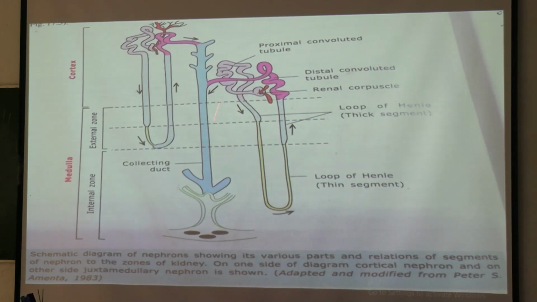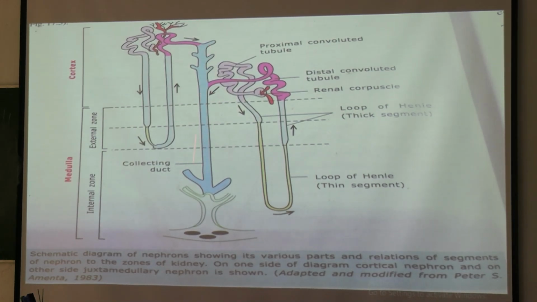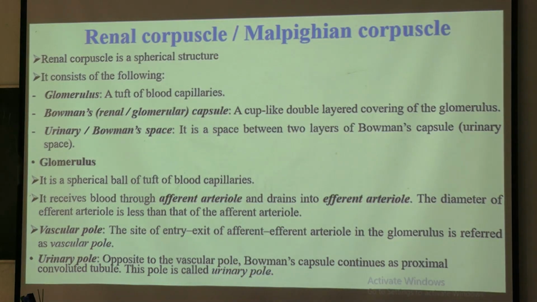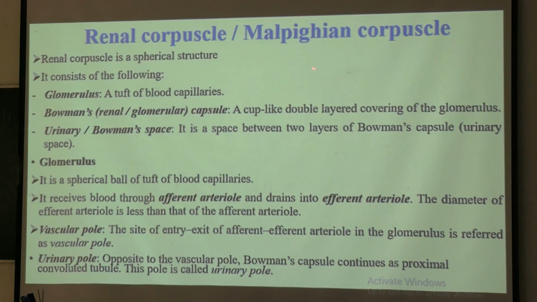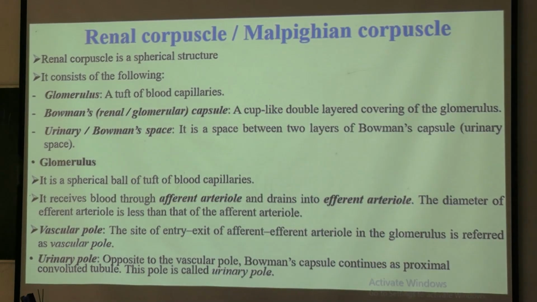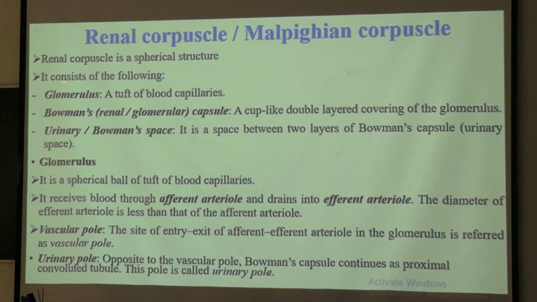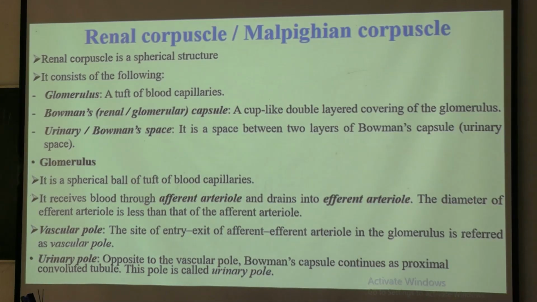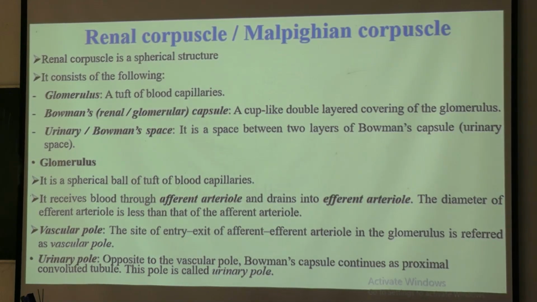All these parts we have discussed already, and these are the collecting ducts. Collecting ducts are going to drain into the renal papilla. So renal corpuscle or Malpighian corpuscle can come as a short note. Also, in your viva, you may be asked what the structures forming the Malpighian corpuscle are.